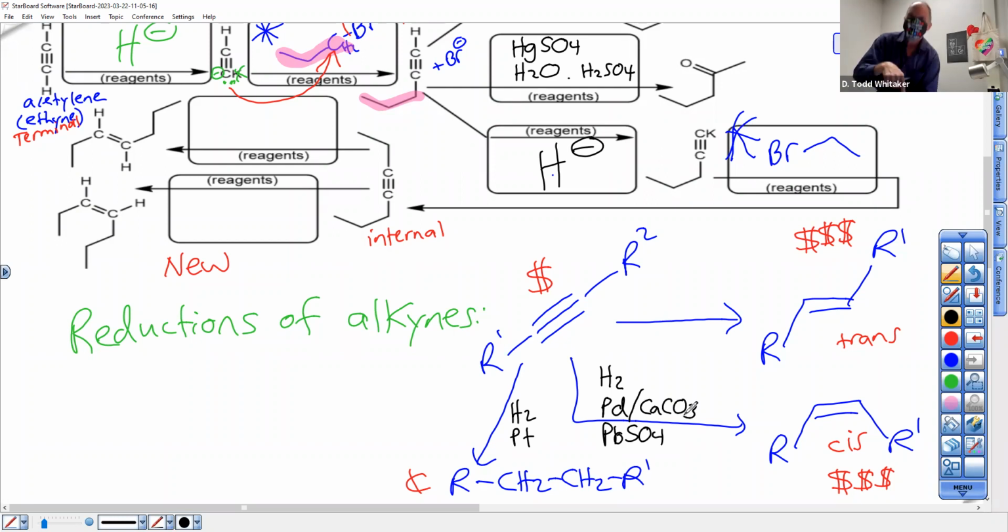So basically, that's a support. It's like the powder that the catalyst sits on top of. And this combination down here is called Lindlar's catalyst.